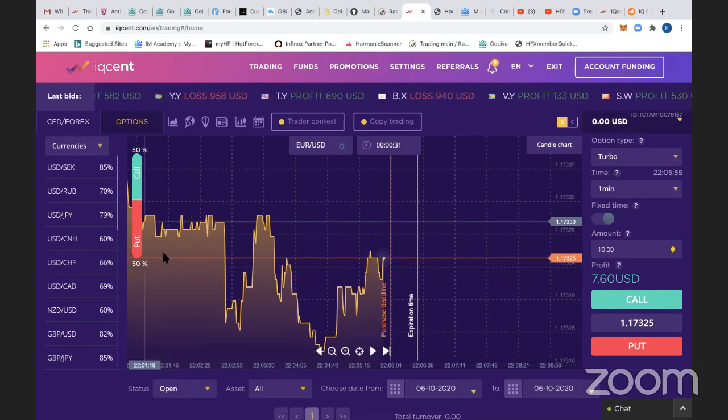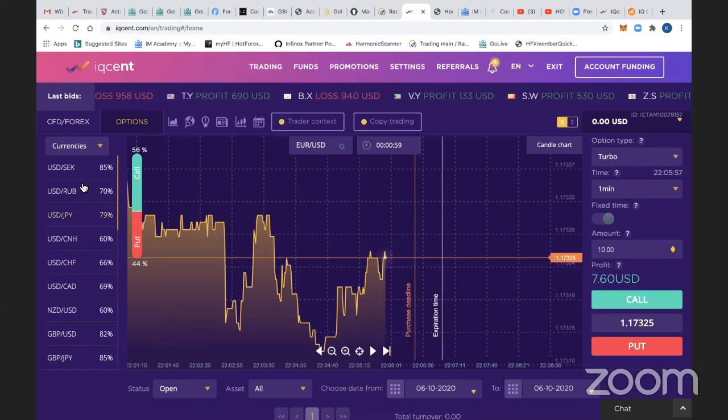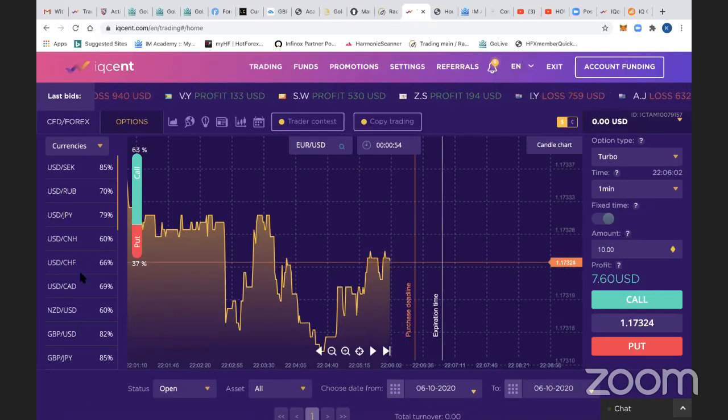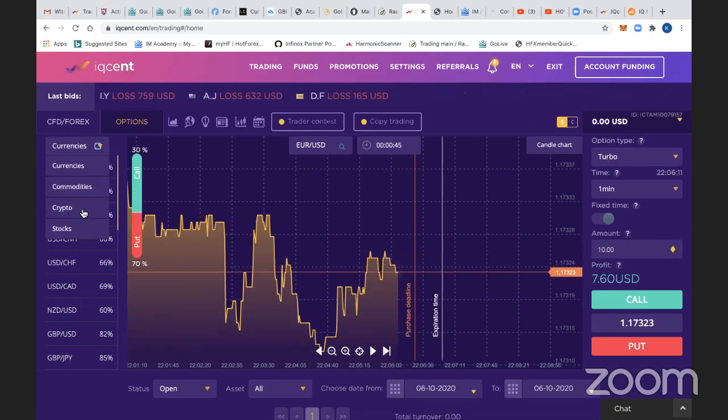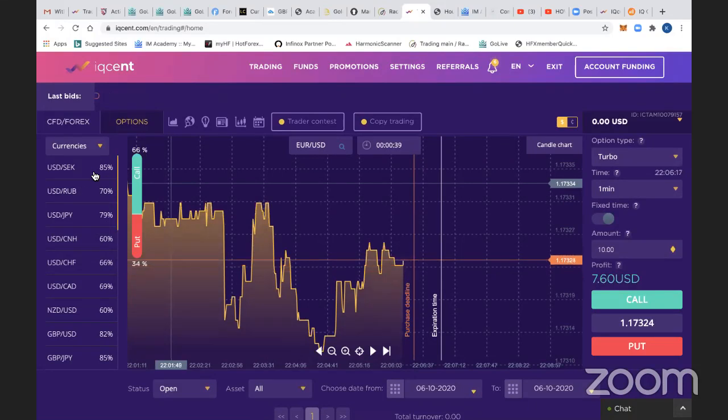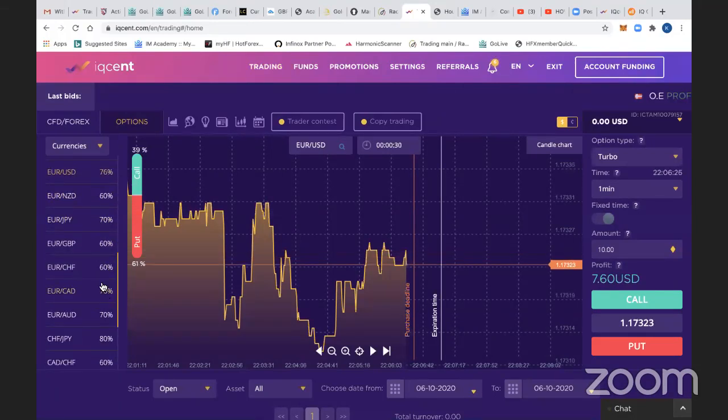So if you're trading USD JPY, on the left side of the chart right now, I have the currency pairs. We have CFD Forex. I can decide to pick commodities, crypto, or stocks. But because we're trading currencies, that's what we have. These are the several major currencies that are trading. On the right side of each currency, it's telling me the payout.